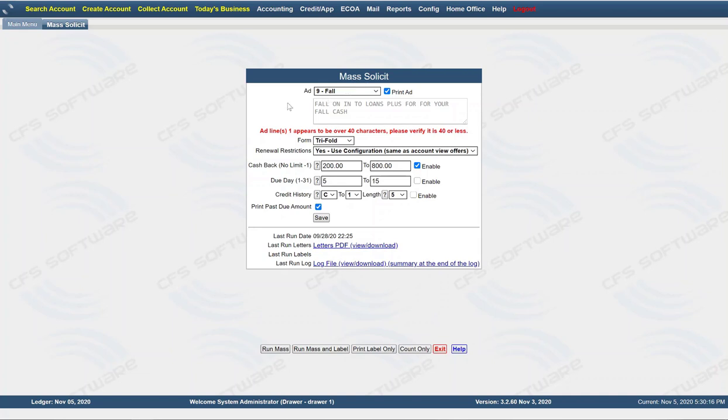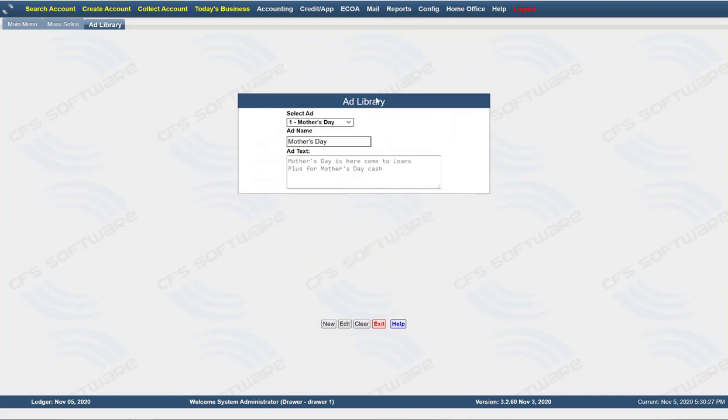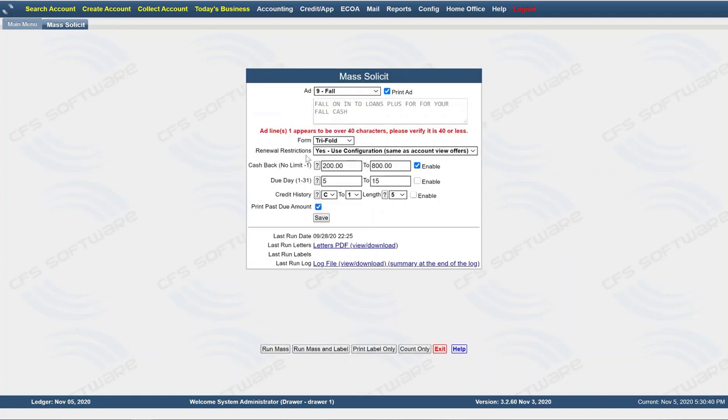At the top of the mass solicit, you can do an ad. A special ad that you can create under mail and ad library. These are little special touches that you can add to any of your letters for solicitation and collection activities, mainly solicitation. This particular ad that was chosen on default falls outside of the criteria on how many characters you can have per line, and also how many lines you can have for your ad to fit correctly.